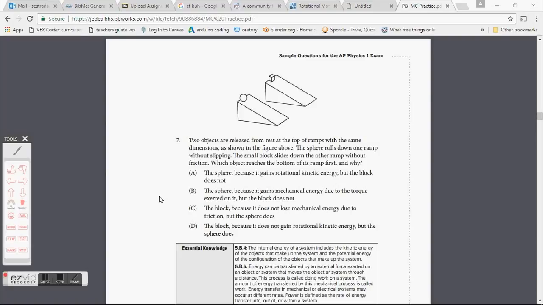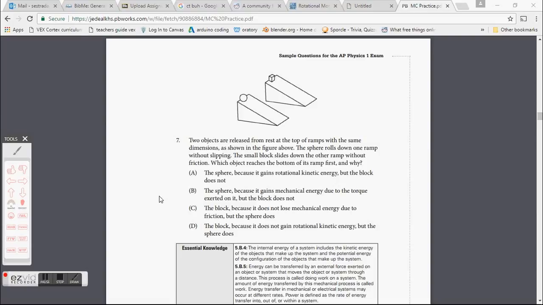Hey guys, so I want you guys to look at this problem. So it's very similar to what we've been doing the past couple minutes for you guys, an hour ago for me. So two objects are released from rest at the top of a ramp with the same dimension, so they have the same height. The sphere rolls down one ramp without slipping. So when you guys hear without slipping, I want you guys to just think it's rolling. That's all it is. Without slipping means that it's rolling, has rotational motion.